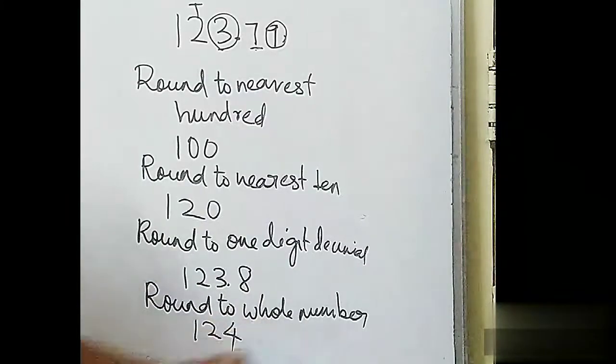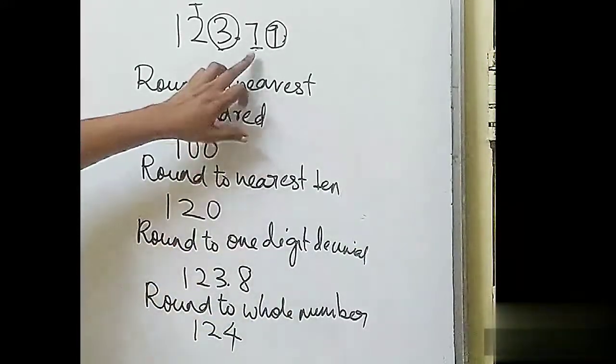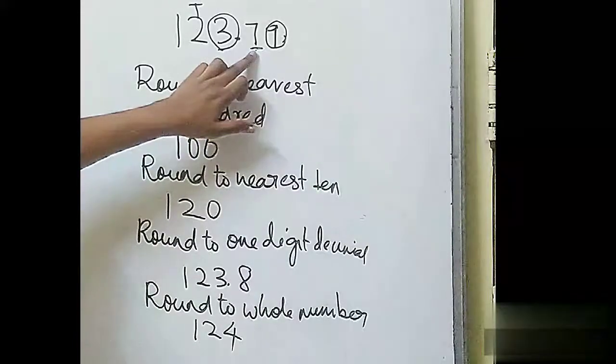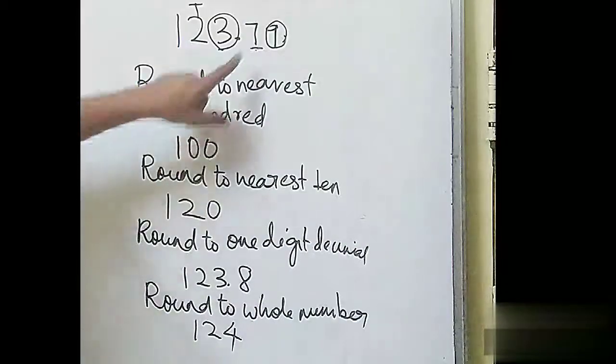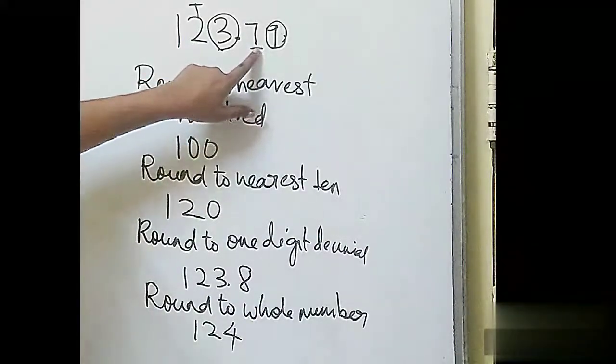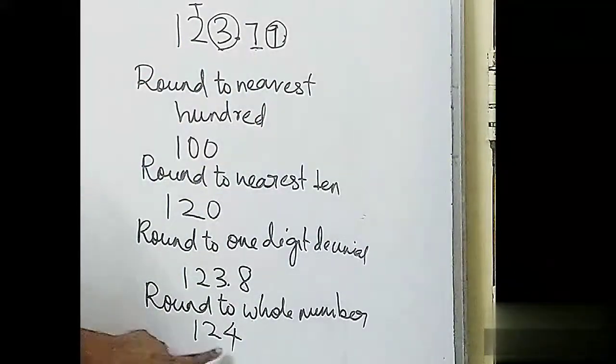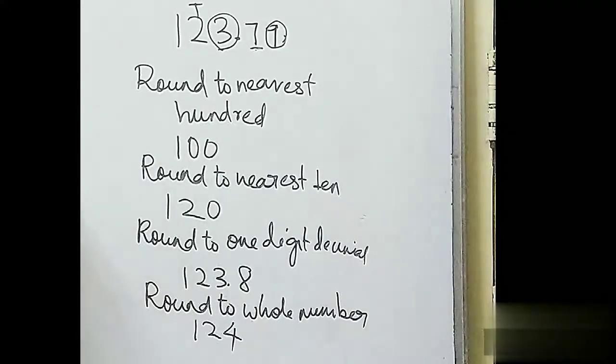Now round to whole number. Whole number means without decimal point. So what will we see? See that after the decimal point, what is the number? 7. Is the 7 greater than 5 or less than 5, student? Think about it. 7 is greater than 5. So I'll round it off, I'll increase the number. 124. This is the way you have to do it, student. This is the rounding of numbers.